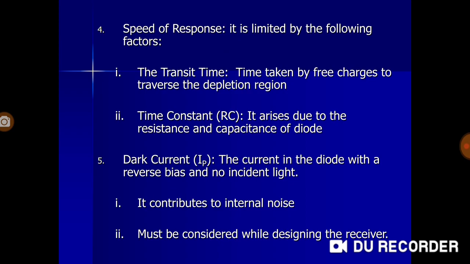What is transit time? That is the time taken by free charges to traverse the depletion region. That is known as transit time. And the second thing is time constant RC. Now tau, normally we say it is 1 upon RC.